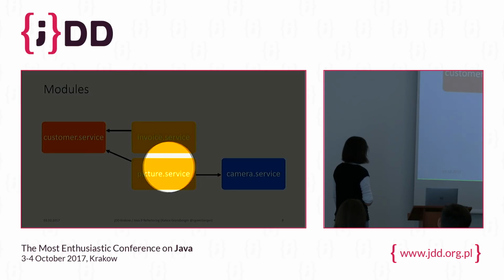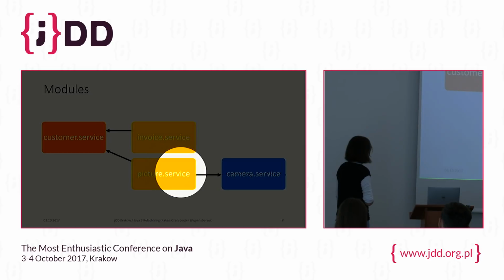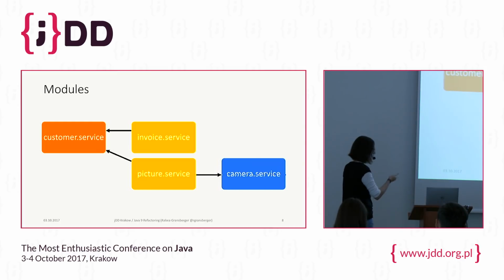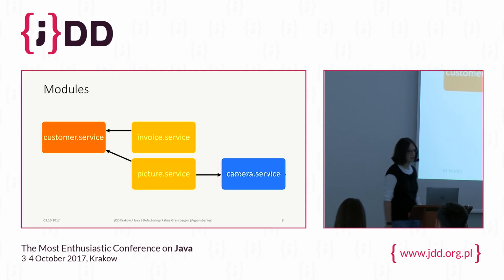So here we have the picture service, which can access the customer service to find out where it has to add some pictures, and it can access the camera service to take some of the pictures, but not vice versa. So this is how we draw our architectures.